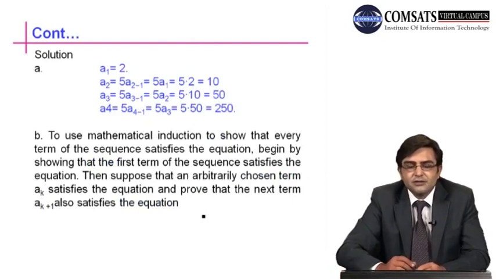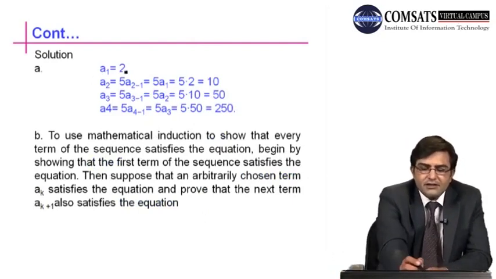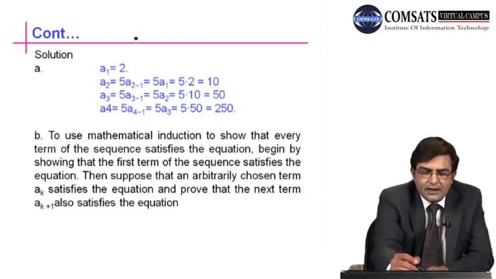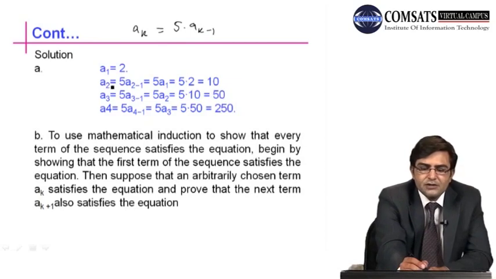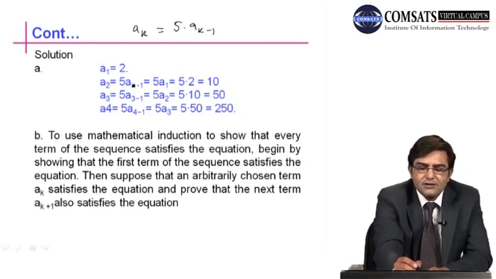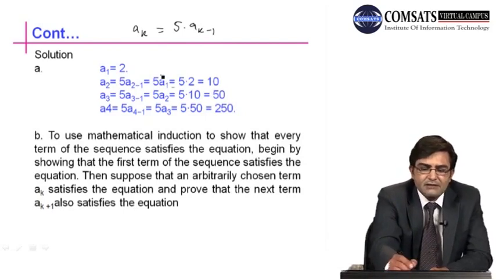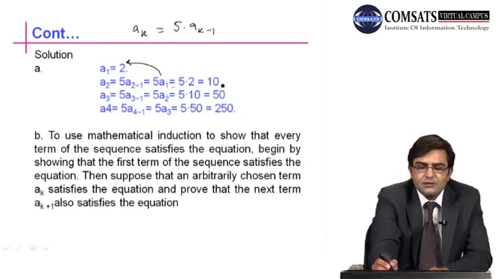The first 4 terms of the sequence are a1 is 2, this is given. a2 is 5 into a1, because here we have ak is equal to 5 into a(k minus 1). If we put k equal to 2 here, we get 5 into a1, and a1 is given here as 2. 5 into 2, 10.